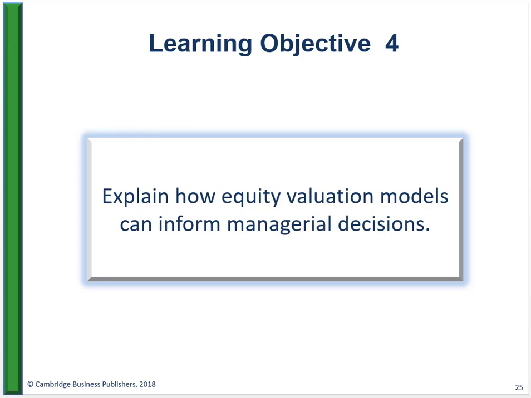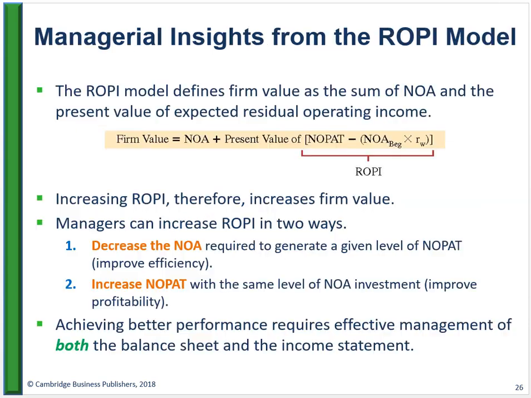Learning objective number 4. Explain how equity valuation models can inform managerial decisions. Well, I think the answer here is all about perspective. We can use the discounted cash flow model, and we can use the ROPI model, and we can run sensitivity analysis, and we can reverse engineer concepts like WACC and growth rates and margins, and all of these things give us perspective on what's really going on inside of the company.